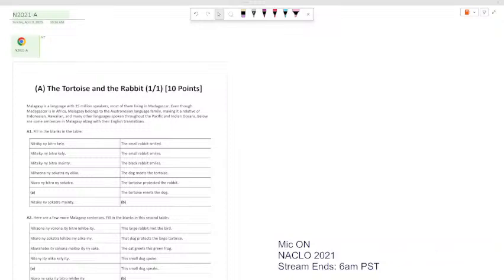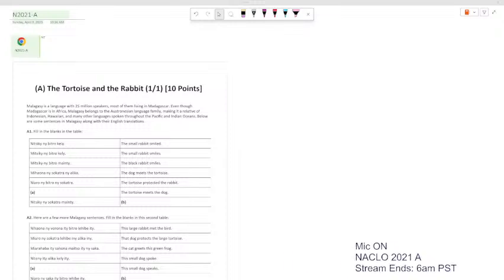NACLO 2021A. And this is 2021 Open, by the way. We're just going to do one for fun.